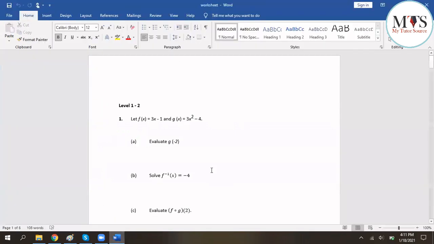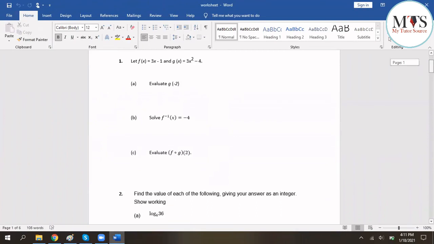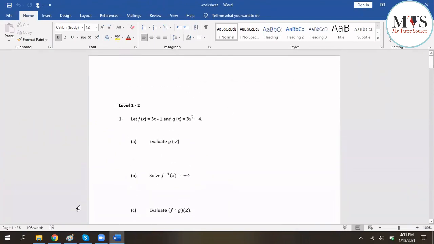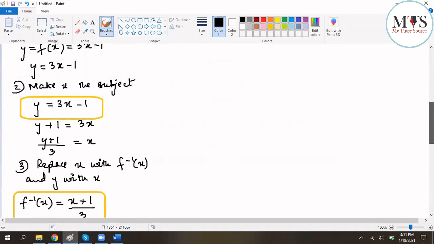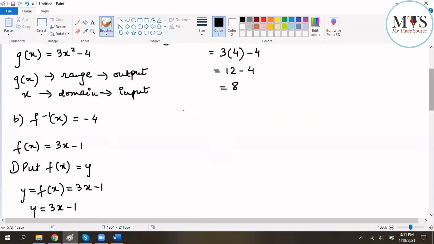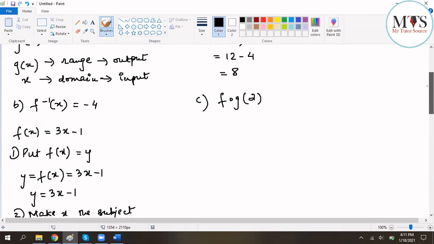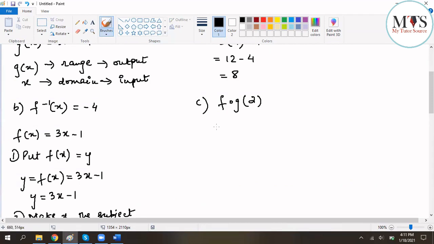Yeah. Okay. Then part C is asking us about composite functions. F of g of 2. So for that, let's go over here. F of g of 2. So basically, in this case, what's happening is that initially for f of x, x was your domain, right? But now for f, it's g of 2 that's the domain.